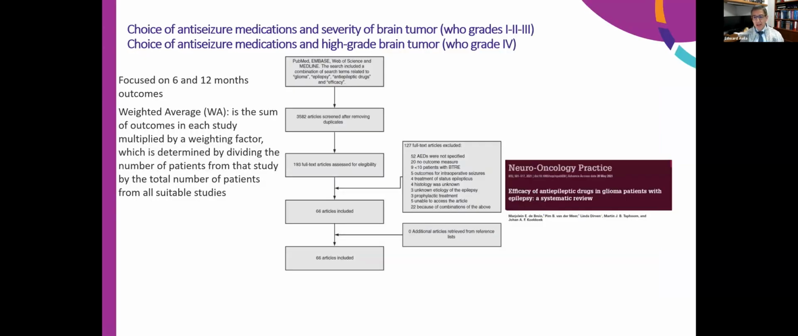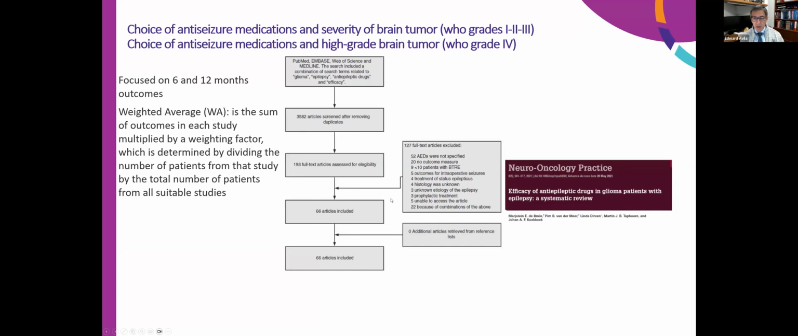As far as how efficacious some of these medications are, specifically in patients with brain tumors, I wanted to highlight one study that looked at a variety of brain tumors, grades 1 all the way through 4. This was a meta-analysis, or systematic review, that took many different studies and looked at the different anti-seizure medications being used. The endpoints looked at were how well they controlled seizures in patients with brain tumors. They reviewed many studies and ended up with 66 articles included.